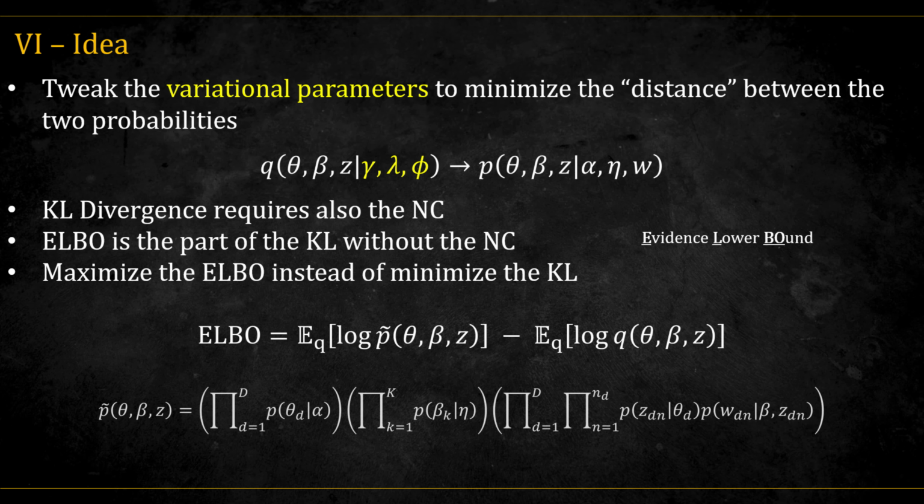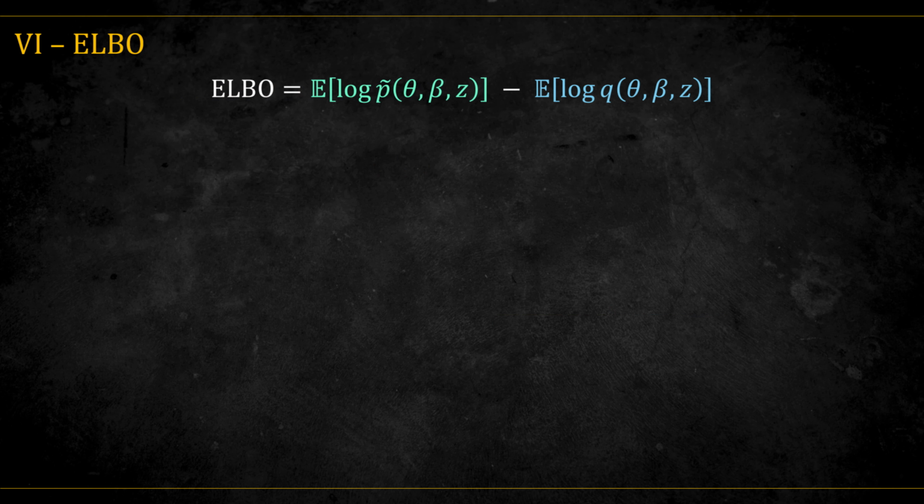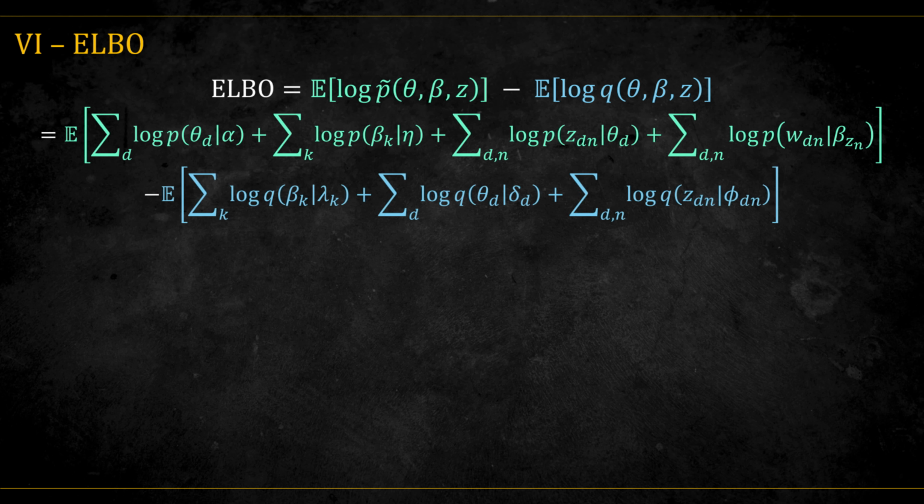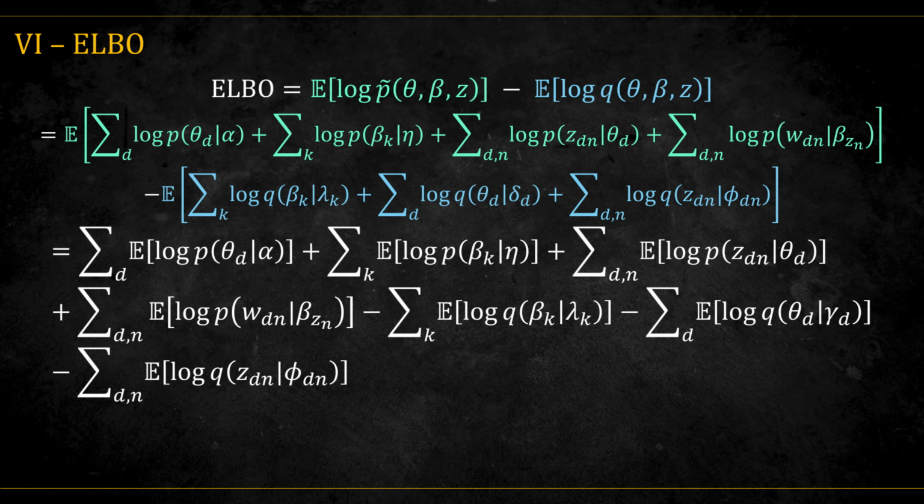The ELBO is defined as the expectation with regards to the variational distribution of the log of the unnormalized posterior, or the numerator of the posterior, denoted here by p tilde, minus the expectation of the log variational distribution, which is also called the entropy. Let's develop the ELBO. We plug in the numerator and get this first row for the first term. We plug in the variational distribution and get this second row for the second term. The expectation of a sum is equal to the sum of expectations, so we get this. We now can replace each term with the actual distribution it represents.